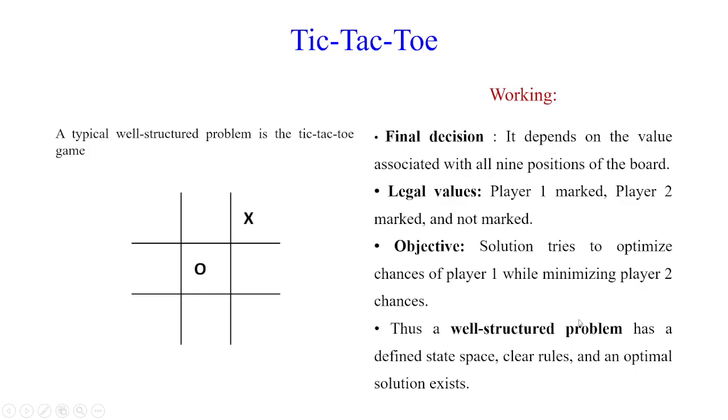So from an AI perspective, this simplicity is what makes it so beautiful and well structured. See, here the final decision is based on these 9 positions of the board and the legal values: player 1 marked, player 2 marked, and not marked. The objective is that the solution tries to optimize the chances of player 1 and minimize the chances of player 2. So a well-structured problem has a well-defined state space, clear rules, and an optimal solution always exists.